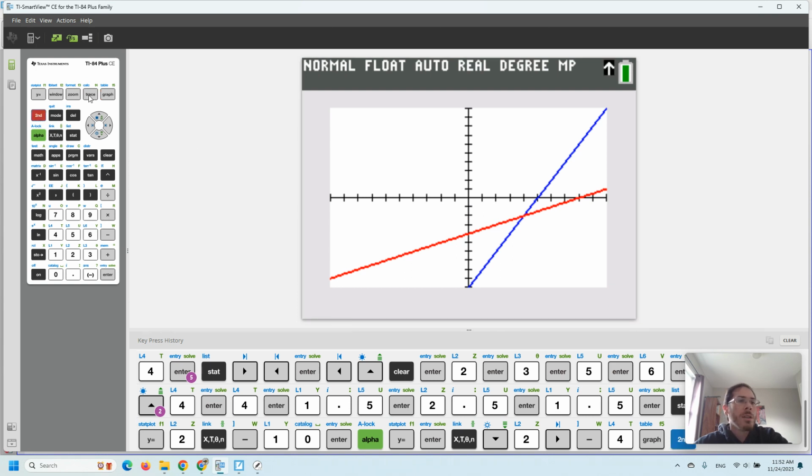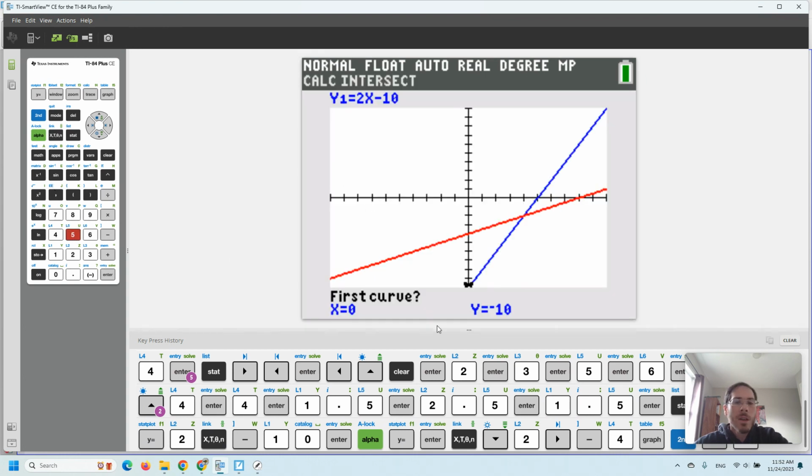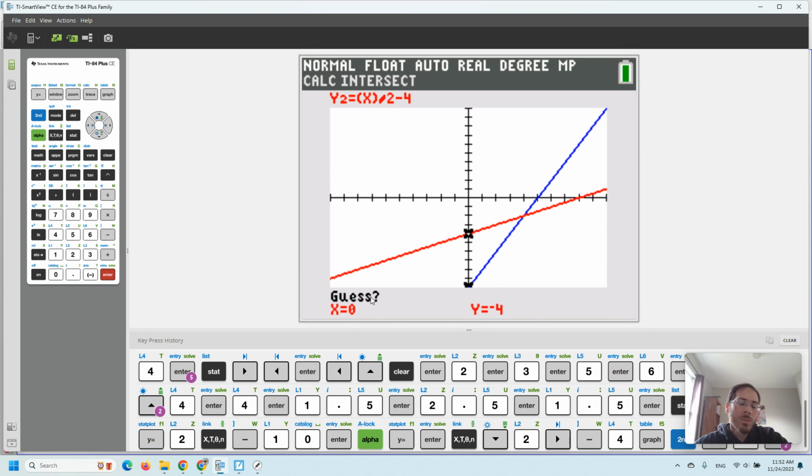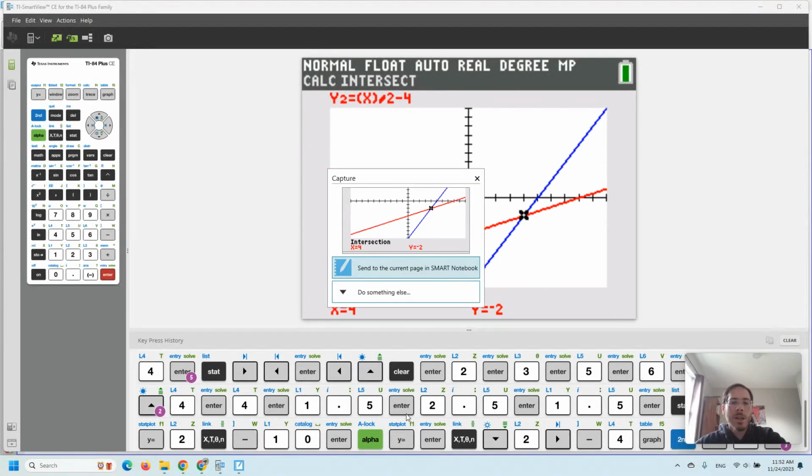Or second, calculate, and I want to find where they cross. That's the intersection. So I'm going to pick number 5 for intersect. First curve is the blue curve. Yes. Second curve is the red curve. Yes. Guess? Just tell me what the answer is. Just press enter. And then down here, again, we've got our intersection of 4 and negative 2.